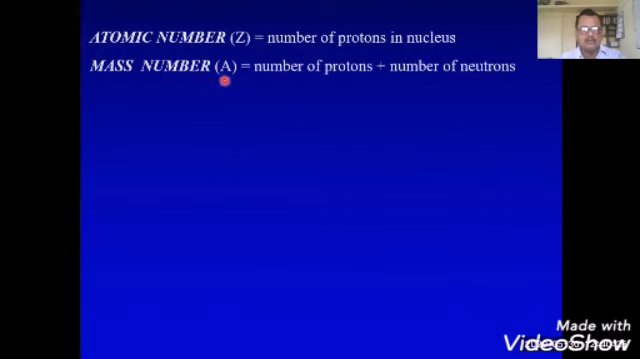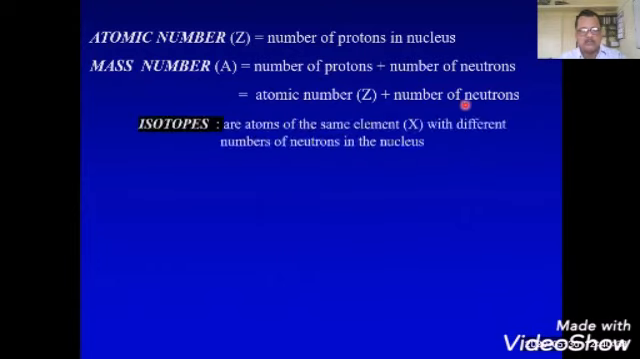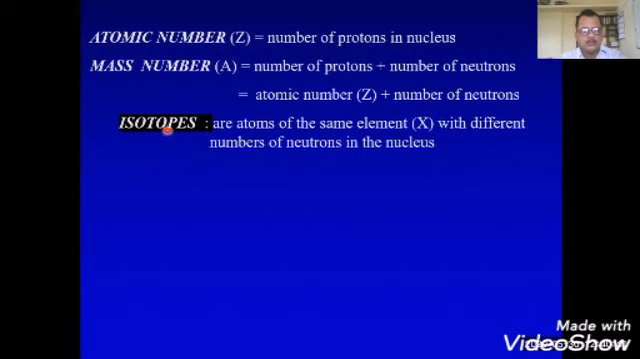Mass number is defined as the number of protons plus the number of neutrons present in the nucleus. So mass number is equal to the atomic number, which is the number of protons, plus the number of neutrons.